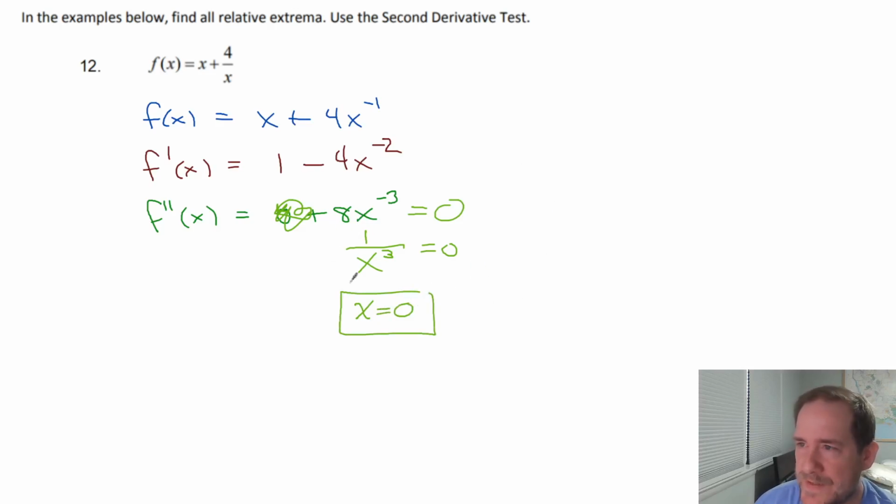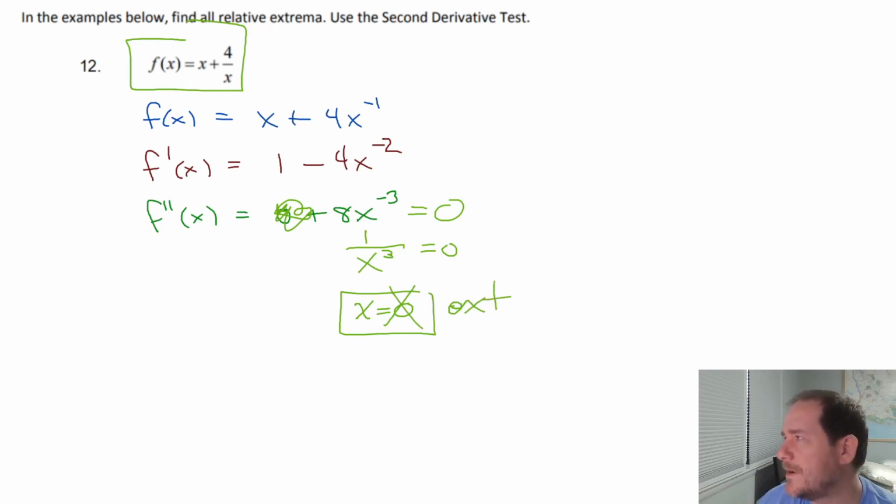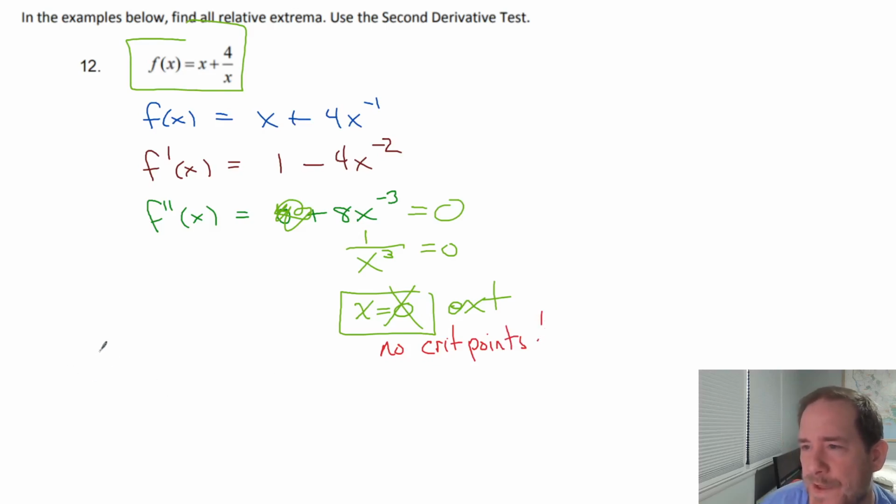But that's a point where the second derivative is undefined, which is fine, that's legal. But if you bring it up to the original function, it's also a point where the original function is undefined, and that's not okay. So because this value makes the original function undefined, it's extraneous. And therefore there are no critical points. And therefore f has no points of inflection.